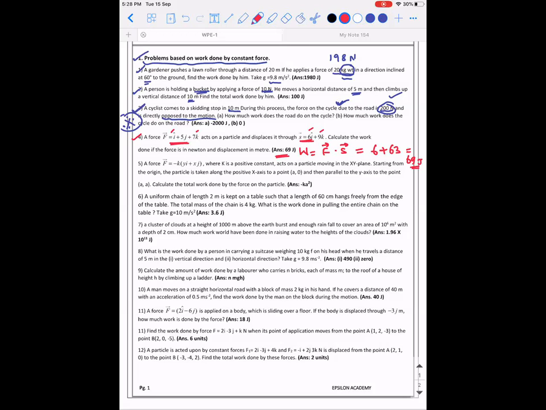So we'll do one last problem. There is a fifth one. And then we'll go to the variable force.